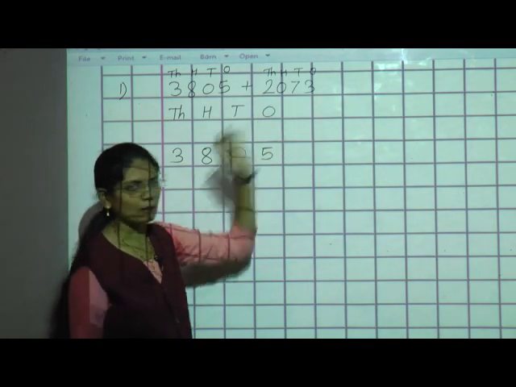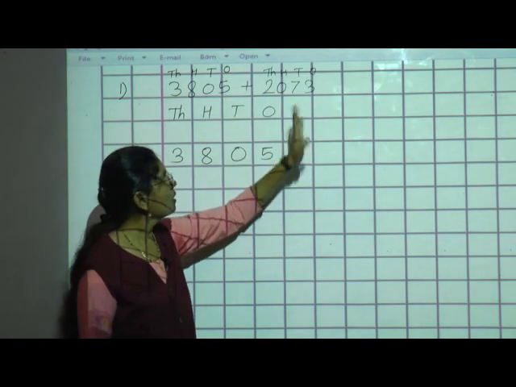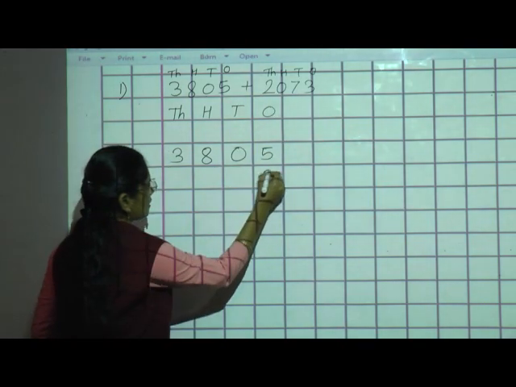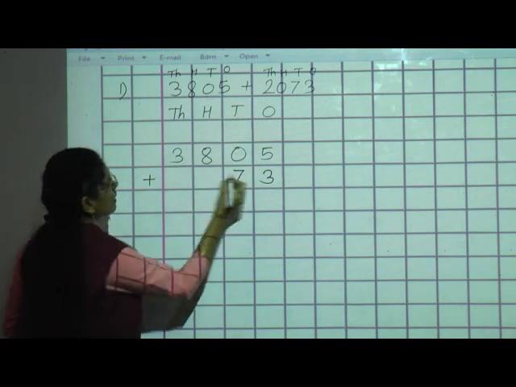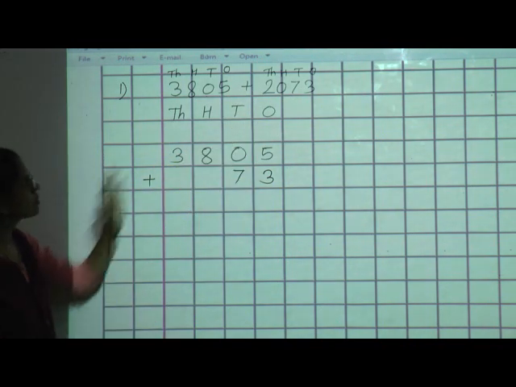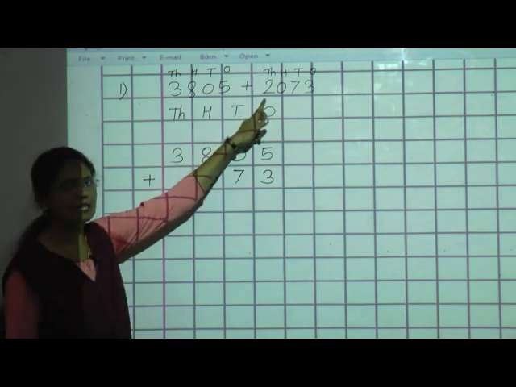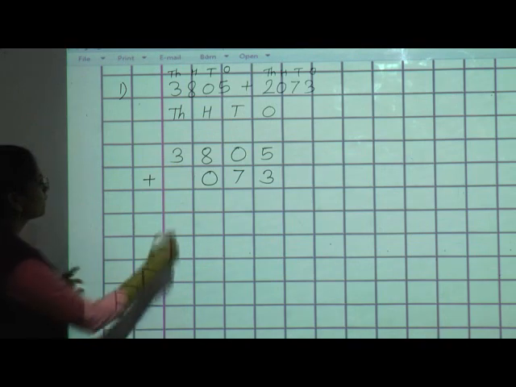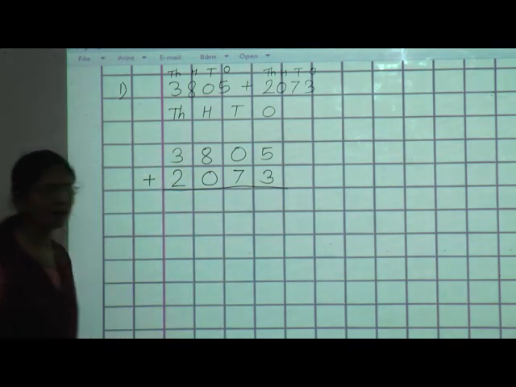Now see the second number. The number is 2073. At ones place 3 is there. Tens place 7 is there. At hundreds place 0 is there, so we will put 0 here. And at thousands place 2 is there, so we will write 2 here. Now we will do the addition.